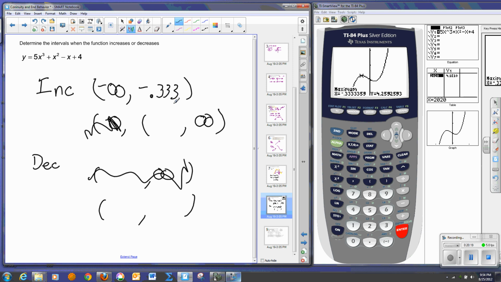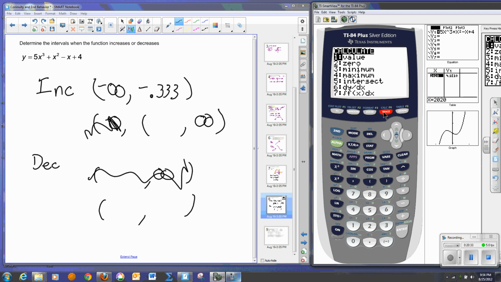All right. Next, I want to find out where it starts increasing again. That's going to be here at this low point. So we're going to go back to calculate, second trace, which is really calculate. And this time we're going to find the low point, which is known as the minimum. So I'm going to hit the number 3. And again, my calculator is going to ask me to find the left bound, so I want to go left of my lowest point. I'll move this over a little more. Doesn't really matter how much as long as you're to the left.